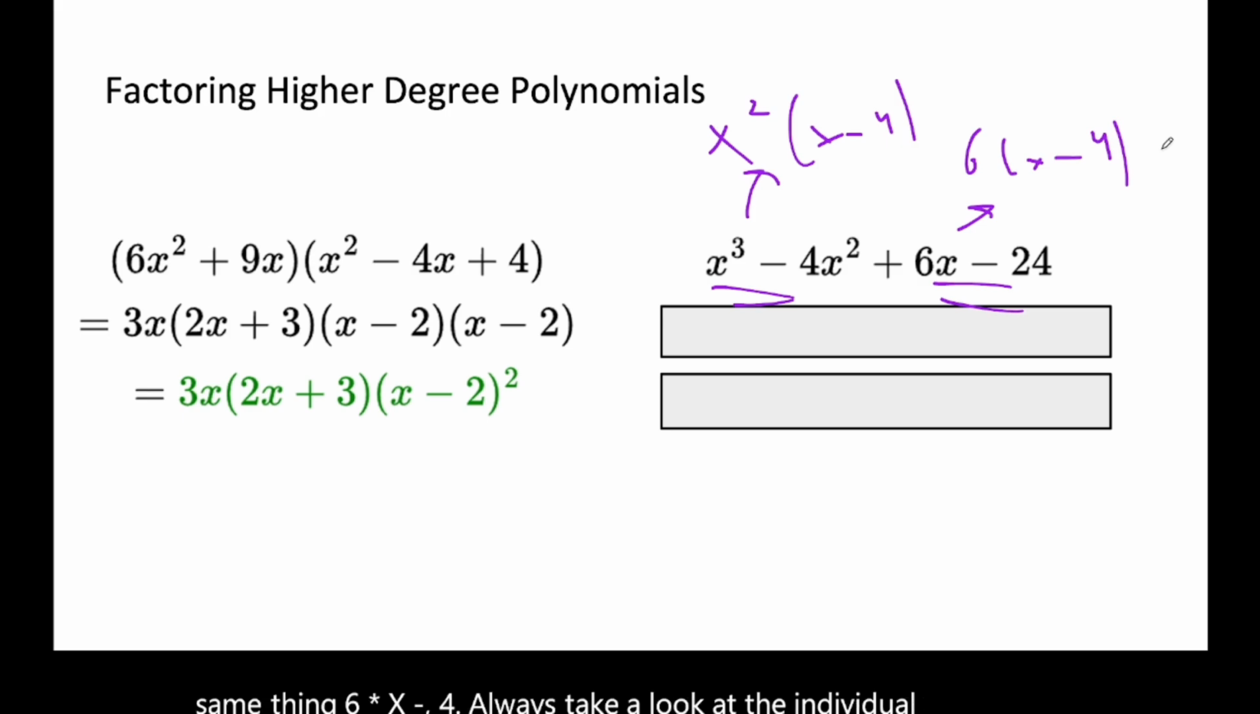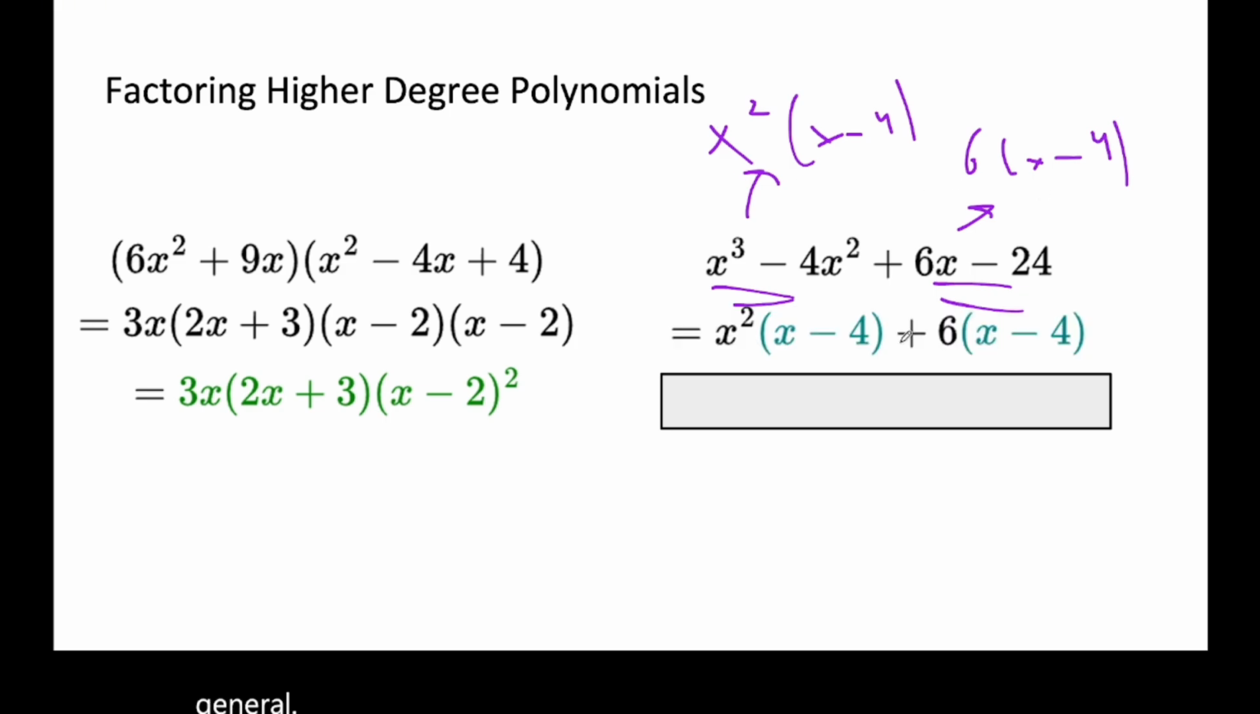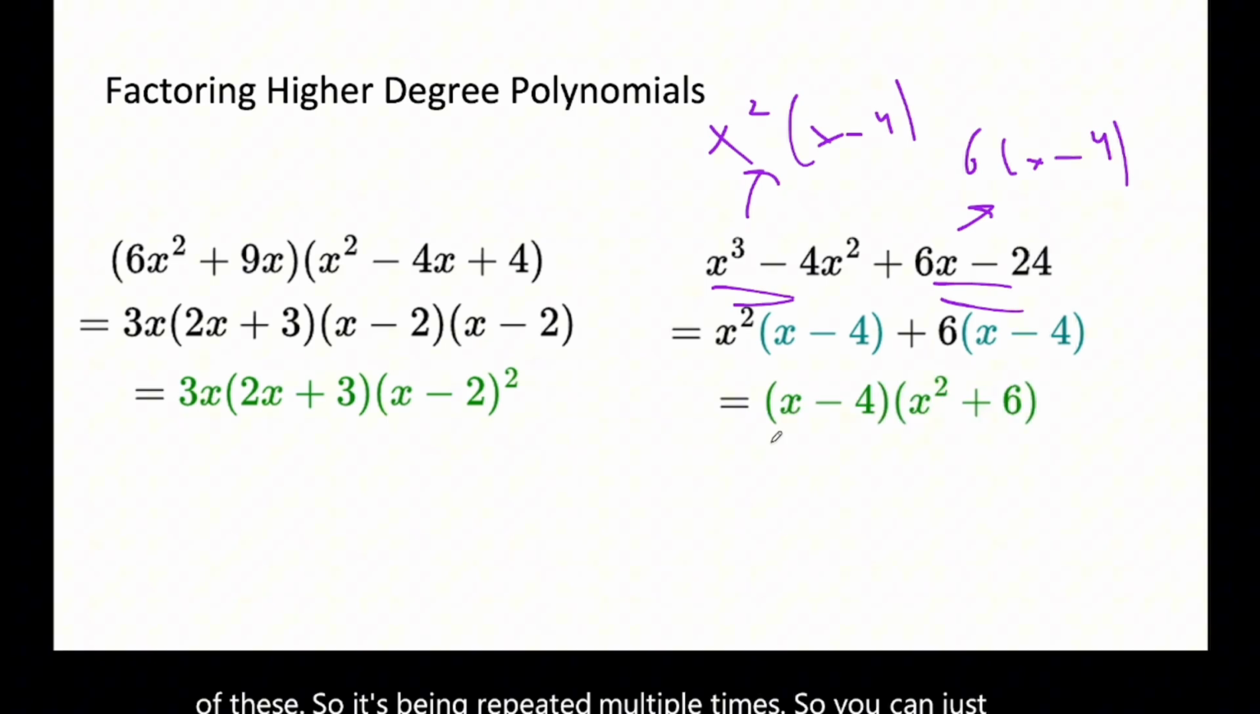That's how you would do it for factoring higher degree polynomials in general. So you can see this is what we're going to get there. Notice that we have the x minus 4 being repeated. Think of it like a like term for both of these, since it's being repeated multiple times. So you can basically write x minus 4 times the parentheses x squared plus 6. That's really what we're seeing here. This is a like term scenario, because the x minus 4 is being repeated in this case. It's not like this one though.